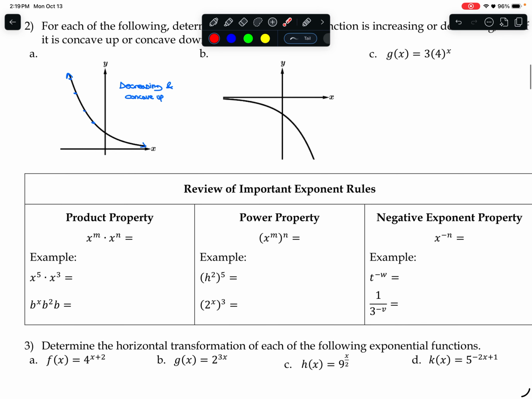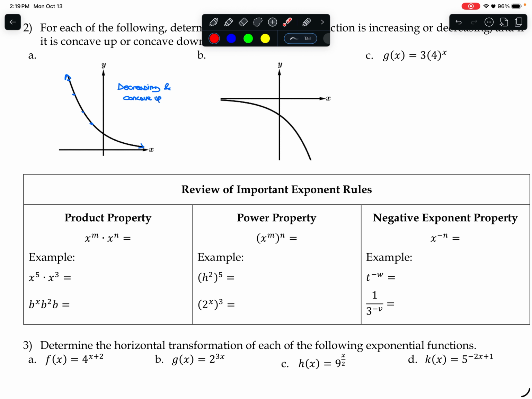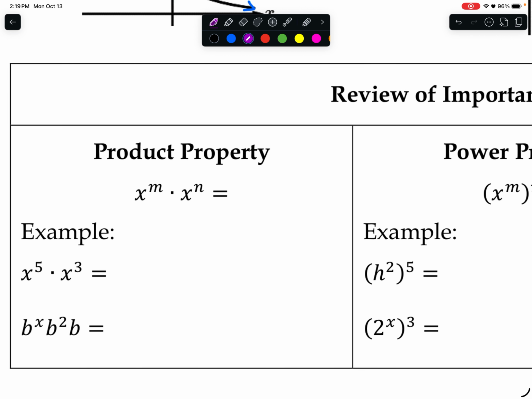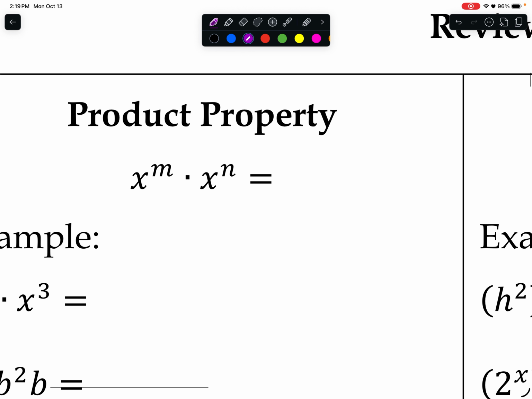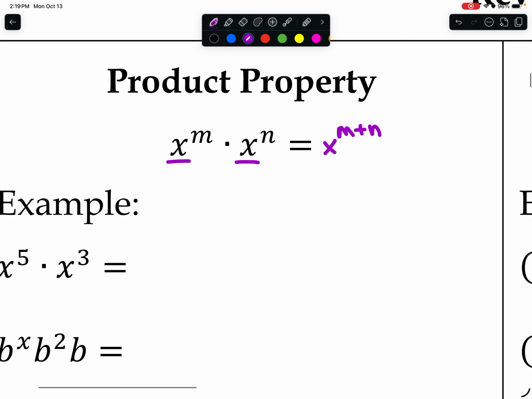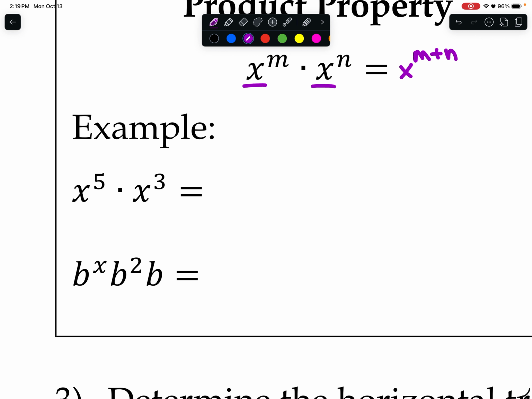Before we move on to the next part, we're going to review some really important exponent rules that are going to be necessary. Looking at the product property, if the base is written more than once, and I have these exponents here, we're going to add these exponents together. So I'm going to have x raised to the m plus n. For example, I have x raised to the 5th times x raised to the 3rd power. I'm going to add these exponents together, which is going to give me x raised to the 8th power.